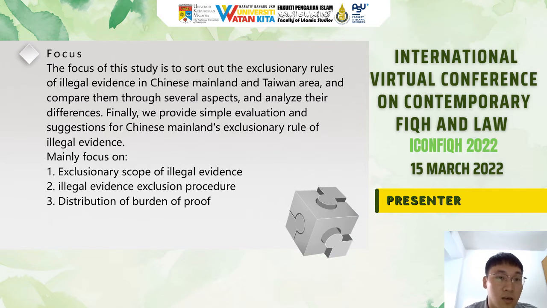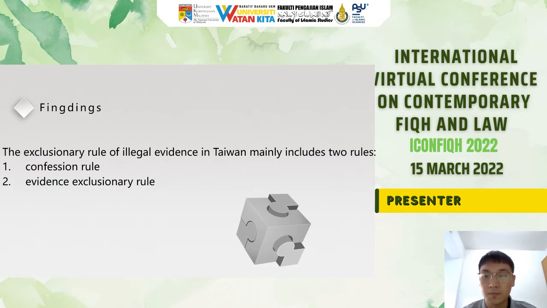The focus of this study is to sort out the exclusionary rules of illegal evidence in Chinese mainland and Taiwan area, compare them through several aspects, and analyze their differences. Finally, we provide a simple evaluation and suggestions for Chinese mainland's exclusionary rule of illegal evidence. We mainly focus on one, the exclusionary scope of illegal evidence, two, the exclusion procedure, and three, the distribution of burden of proof.